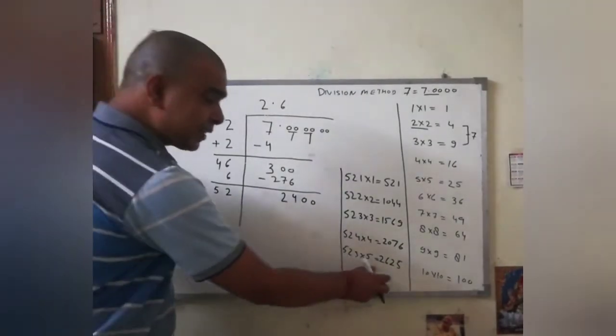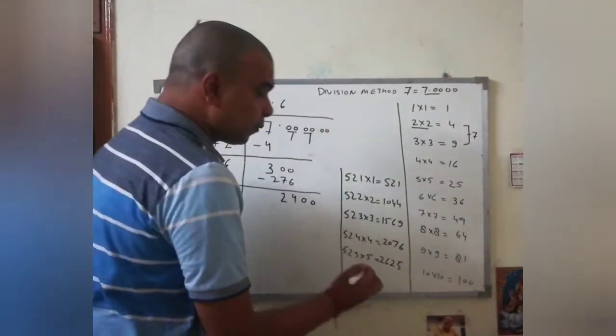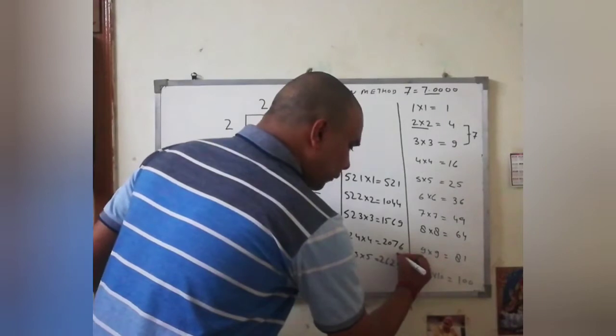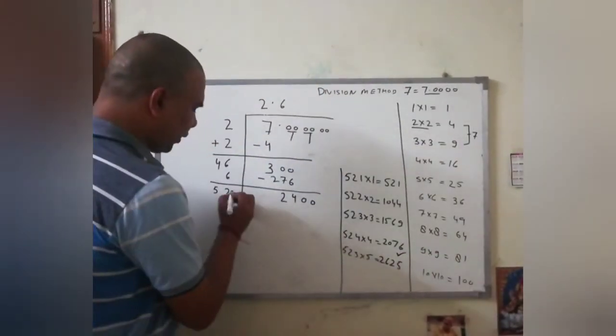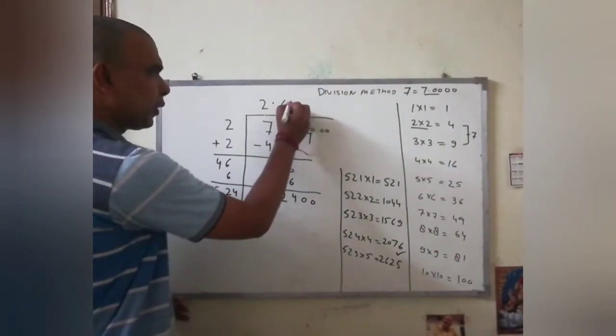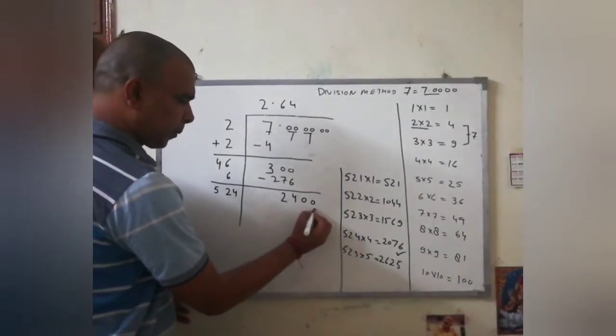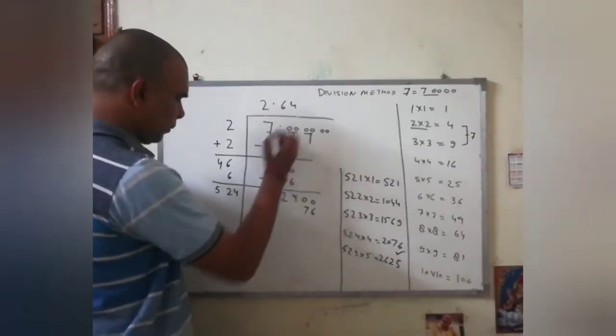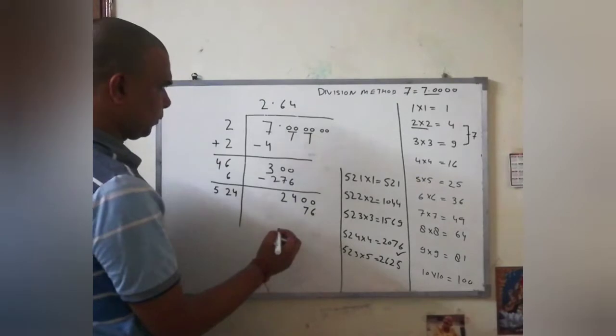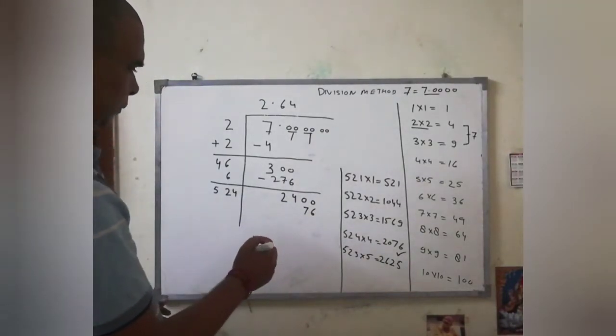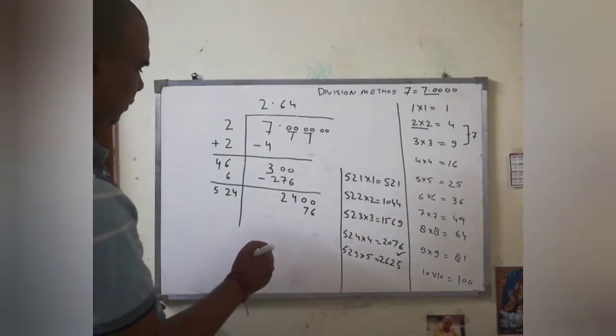So it is exceeding 2400. So I am selecting 524. So I am putting 4 here and 4 here. I am subtracting it. What do I have to put?